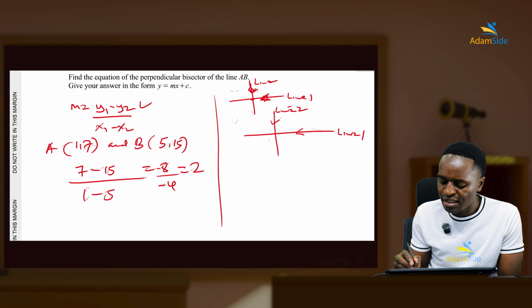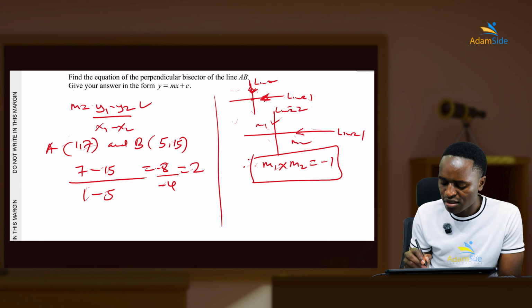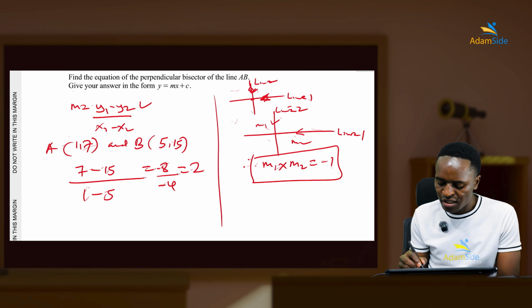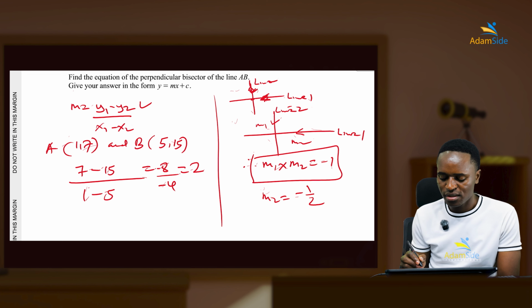The product of the gradients, if this is M1 and this is M2, M1 times M2 is equal to negative 1. This is the law. The product of the gradients is equal to negative 1. Therefore, if M1 is 2, the other one will be negative a half. So M2 is negative a half, the inverse.